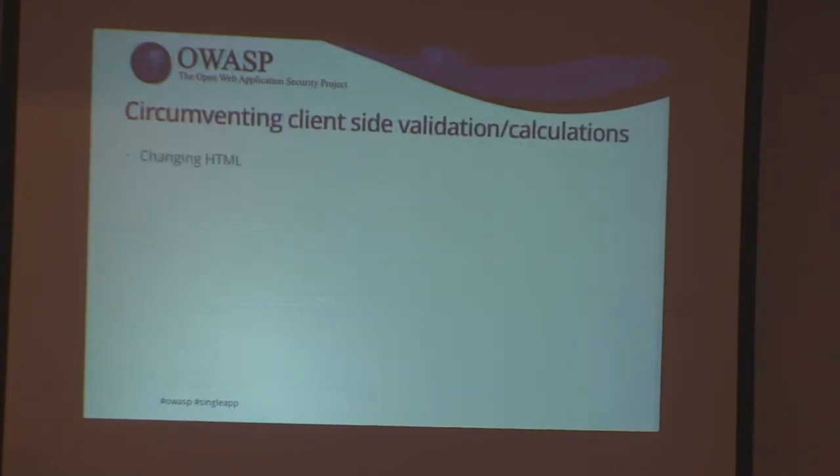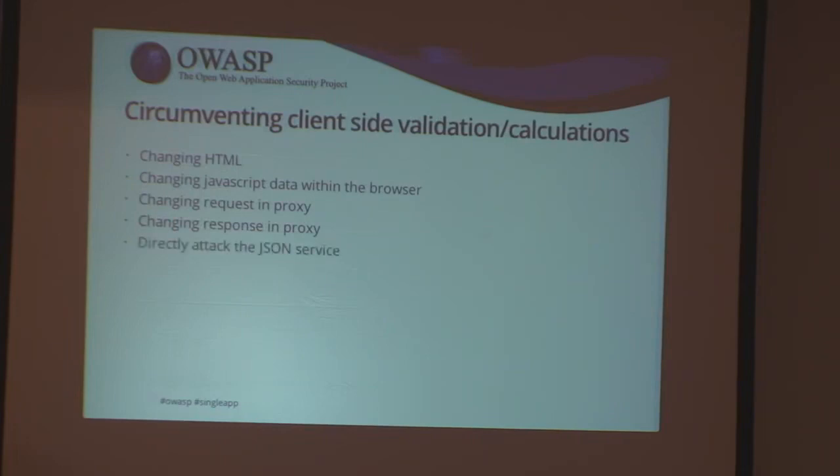Of course, client-side validation is something we all know is not really a security measure. It's more of a usability thing, so that we can provide feedback. And there are so many ways that we can circumvent it. We can change the HTML, we can change the JavaScript that's running in the browser, we can use a proxy, we can change the request in the proxy, we can change the response in the proxy, and we can directly attack the JSON service, because now we can just simply disconnect ourselves from the web app and go directly to the services. So I'll show you one example of that.